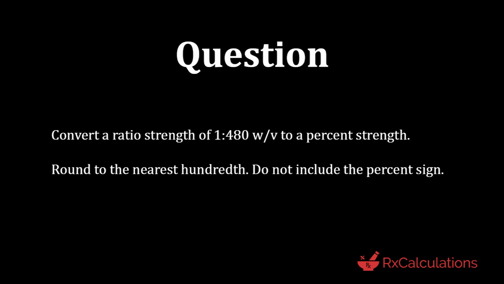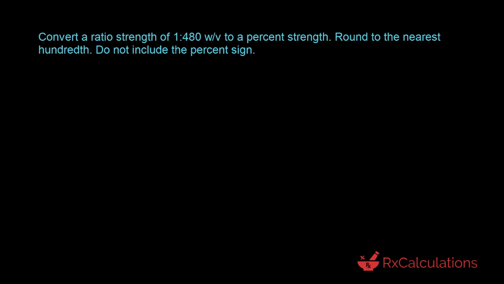This question says convert a ratio strength of 1:480 weight by volume to a percent strength. Round to the nearest 100, do not include the percent sign. So here we are converting from one way of expressing concentration, which is ratio strength, to another way of expressing concentration, which is the percent strength or percentage strength.